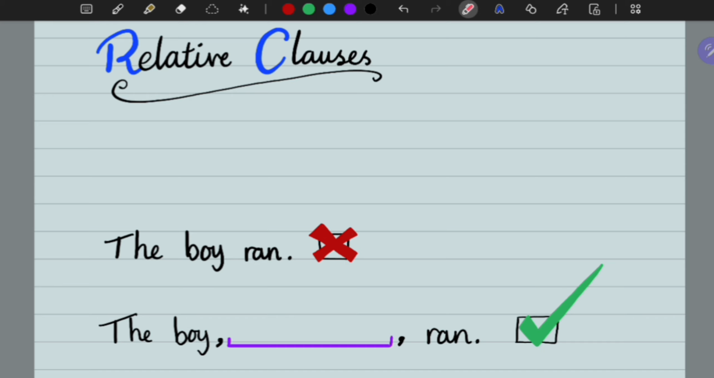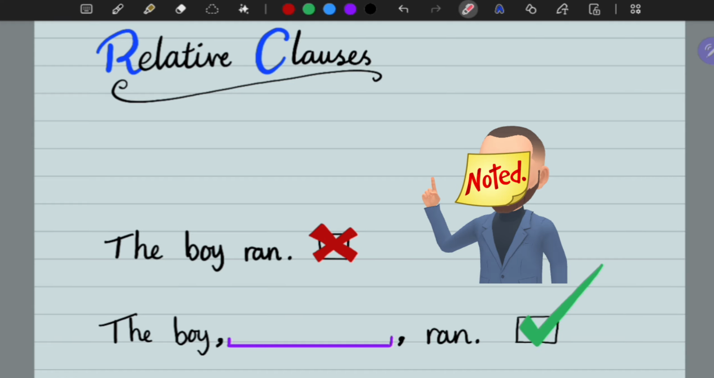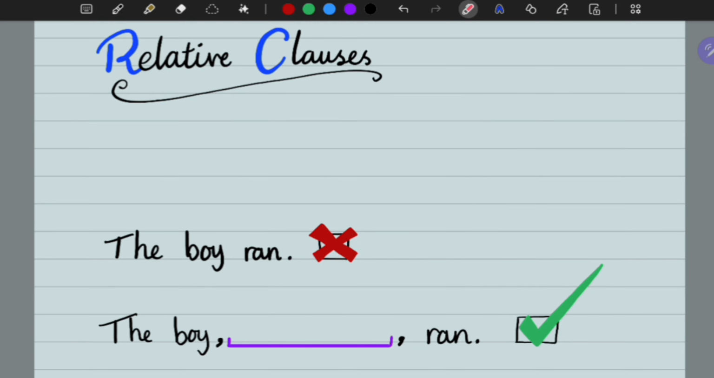Now, a relative clause is just a group of words that gives us extra information about a noun. Think of it like a pop-up window in a video game. It tells you more about the character or the object without starting a whole new sentence.